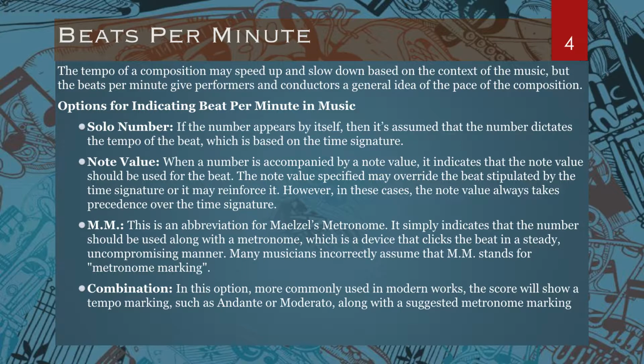A more common option is to use a combination of different methods. So the score may show a tempo marking such as andante or moderato, along with a suggested metronome marking in beats per minute. So maybe you'd see andante, quarter note equals 72, or moderato, quarter note equals 108.